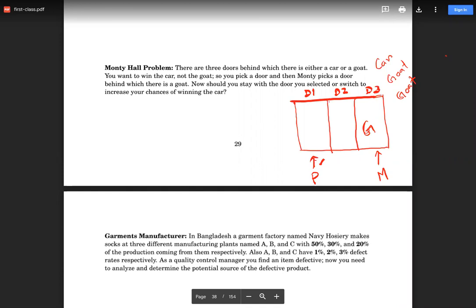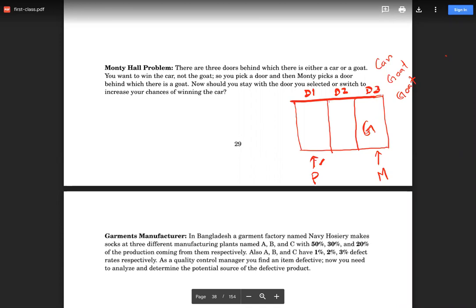What do you think? This is kind of an interesting problem. I think many people made mistakes on this problem, including some very smart people, mathematicians. And it's kind of interesting. So what do you guys think? I kind of want to get your feedback on it. Should you stay with door 1 or should you move to door 2 to increase your chances of winning the car? What do you guys think? I want people to join in. Think of it as a game show.